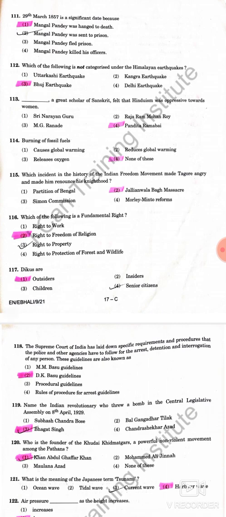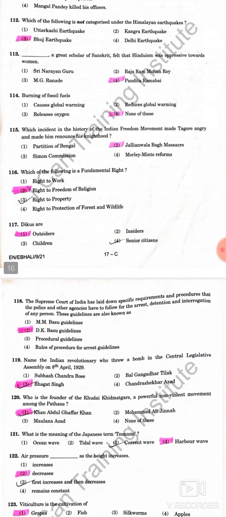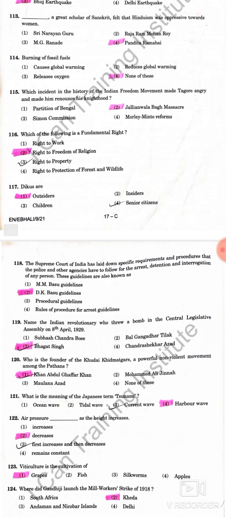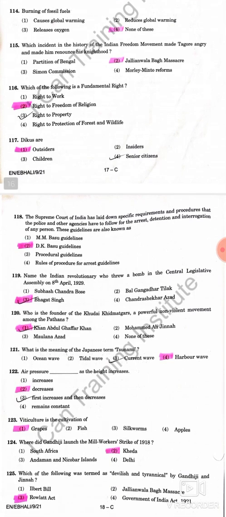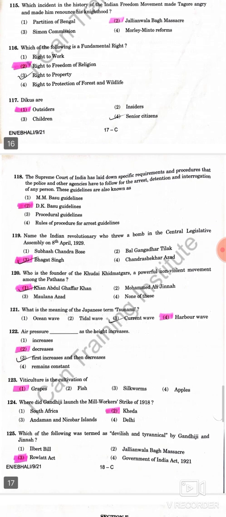Question number 116. Which of the following is a fundamental right? And the answer is option number 2. Question 117. Tico's art, and the answer is option number 1. Question 118. The Supreme Court of India has laid down specific requirements and procedures that the police and other agencies have to follow for the arrest, detention and interrogation of any person. These guidelines are also known as, and the answer is option number 2.